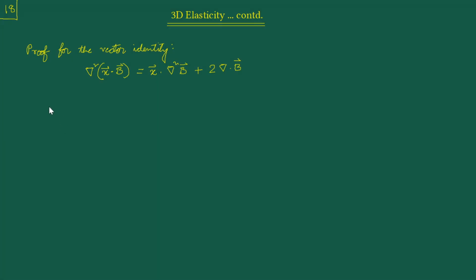Hello everyone. In the previous lecture, I had presented the Popkovich-Neubauer representation, and in the process of doing it, I had used this vector identity, and I had skipped the proof of it in order to avoid breaking the flow of the presentation there, and I had promised that I would be presenting the proof of it later. So here is the proof.